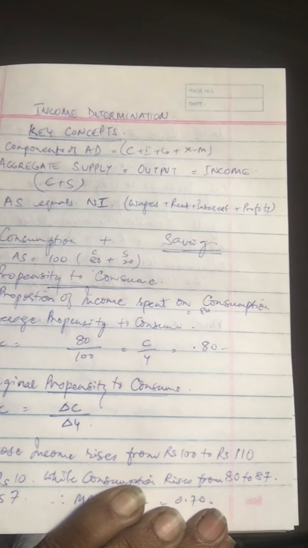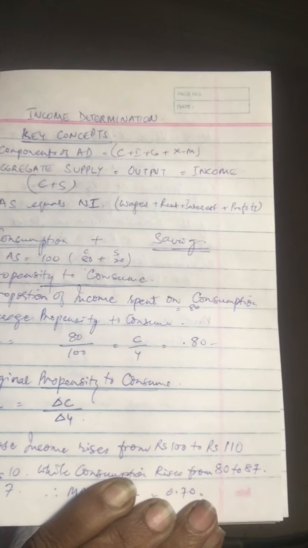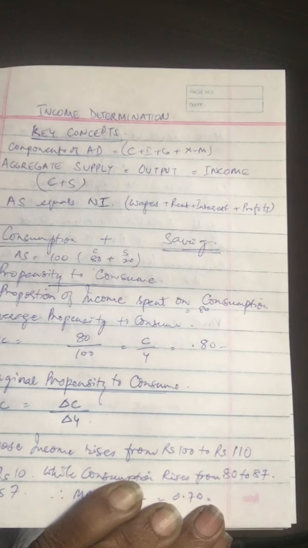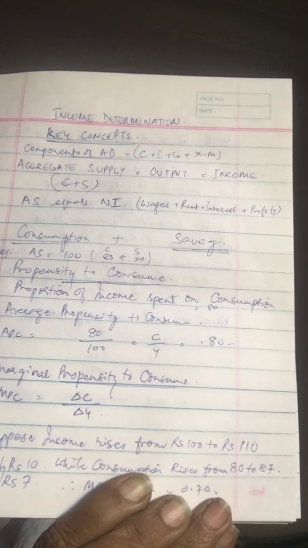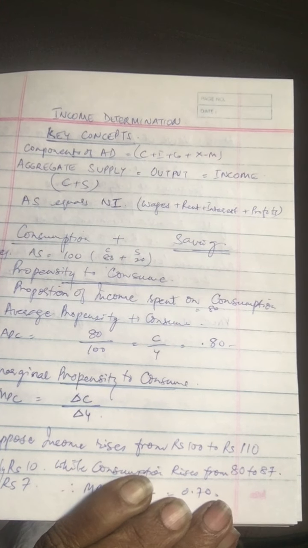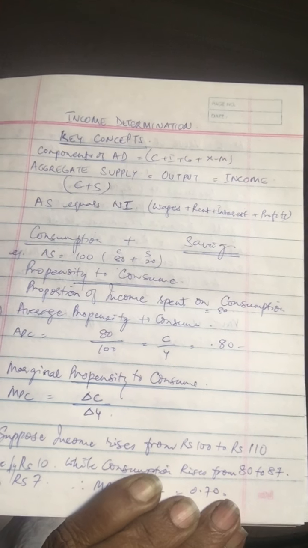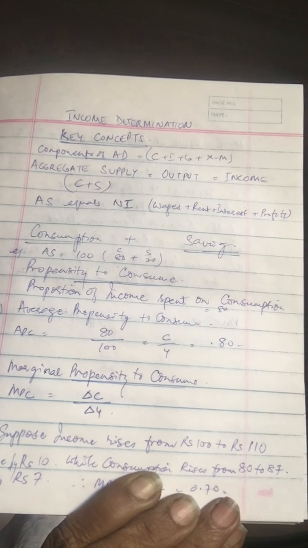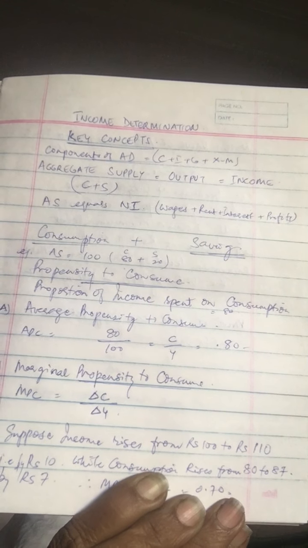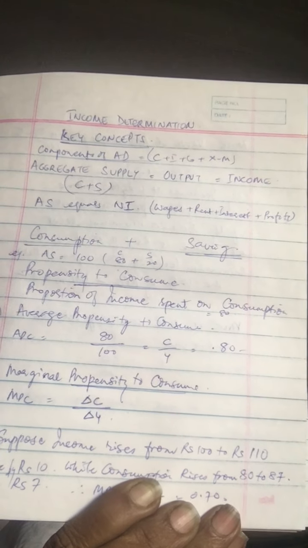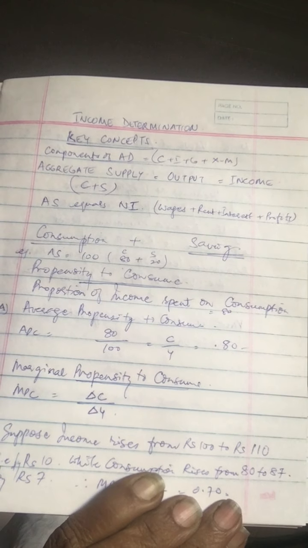Let me give you an example. Suppose 100 rupees is your income, and out of that 80 is consumption, then what is the saving? It's 20. So when you talk about average propensity to consume, it will be 80, that is consumption, divided by 100. That is known as average propensity to consume. Marginal is the change in consumption to a change in income.